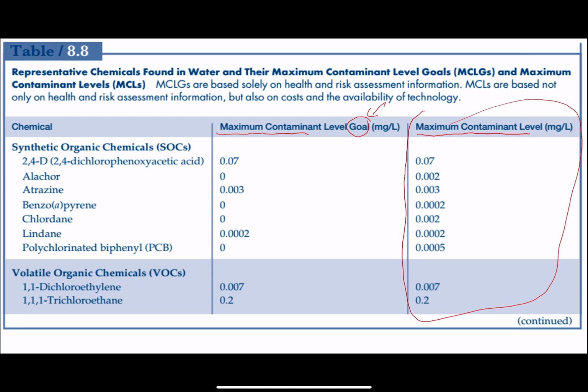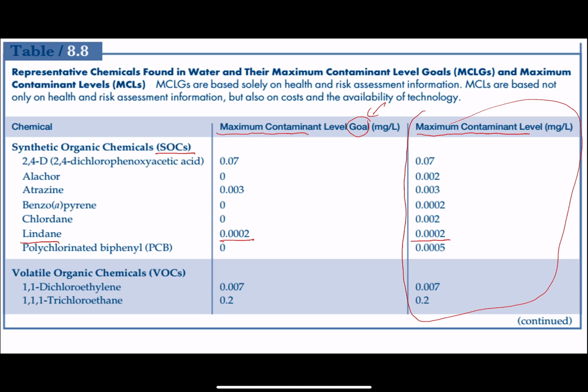I'm not going to go through all these chemicals. I'll choose, for example, lindane. It's a synthetic organic chemical, and see the way they abbreviate synthetic organic chemical, SOC. The maximum contaminant level goal is 0.0002 milligram per liter, and the MCL, maximum contaminant level, is 0.0002.